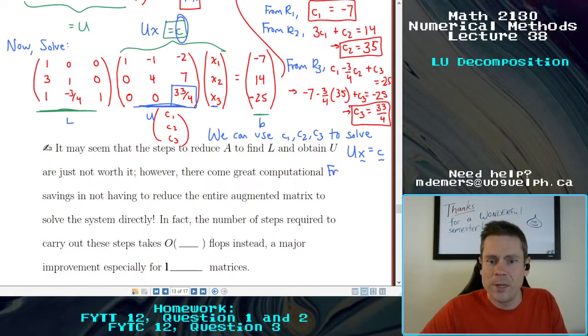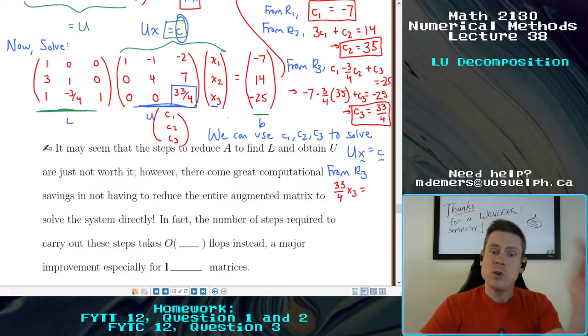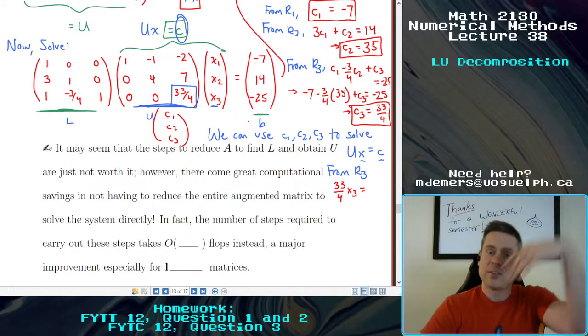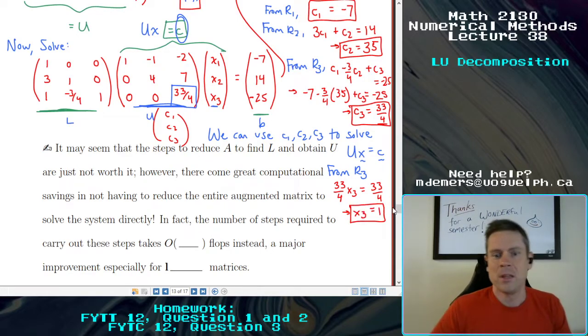And from row 3, we're going to get that 33 over 4 x3 equals c3, not the minus 25. We've dealt with this, right? That's taken care of. Now we're dealing with Ux equals c, and we found those c's. It's a two-step substitution. And c3 is 33 over 4, and so that means that x3 is equal to 1. And that makes us feel good because that's what we solved it to be before.